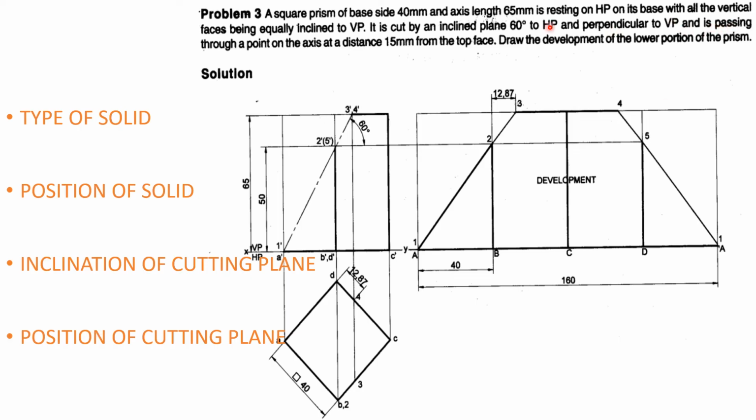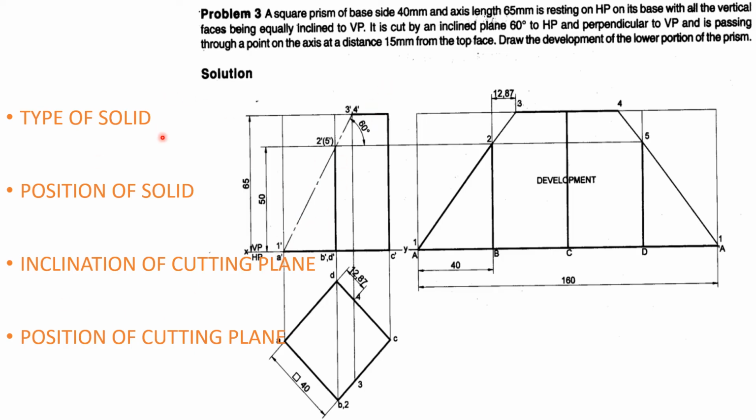Now the position. It is passing through a point on the axis at a distance of 15 millimeter from the top face. So this is the top face, and 15 millimeter down on the axis is this point. From this point you take a line inclined at 60 degrees and extend it, and you will get the cutting plane.